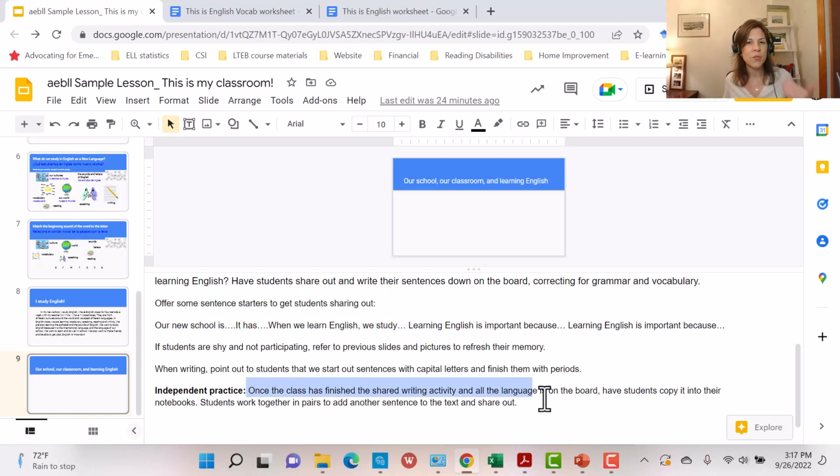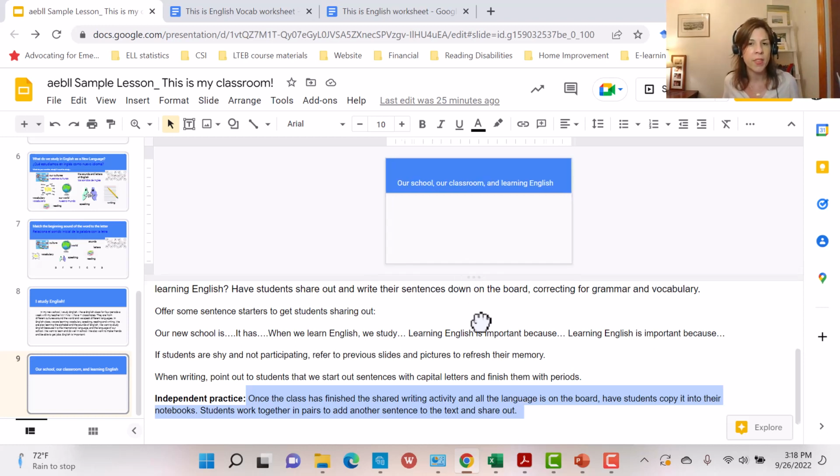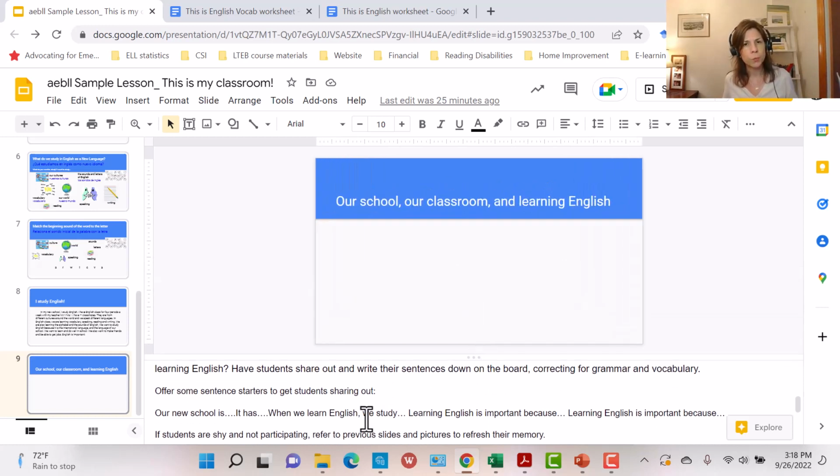Once the class is finished, let's have them copy the text into their notebooks if they haven't already done so. And students can work together in pairs to add an additional sentence to the text and share out about something that they've learned. So that is my lesson for this week.